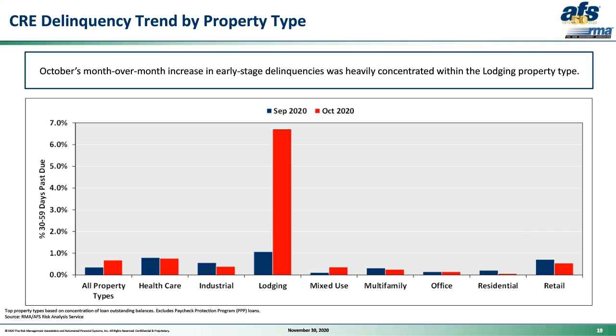The only other property types that saw an increase in short-term delinquencies were mixed use, more than tripling to 0.36, and a minuscule increase for office. That being said, the real story here is the deterioration of lodging.